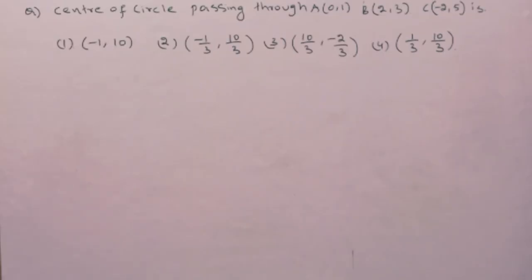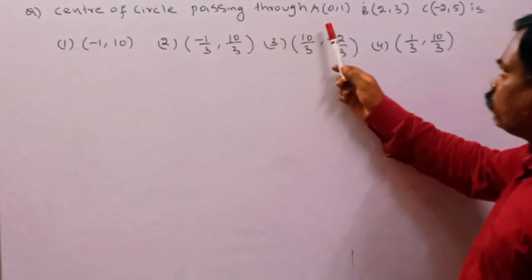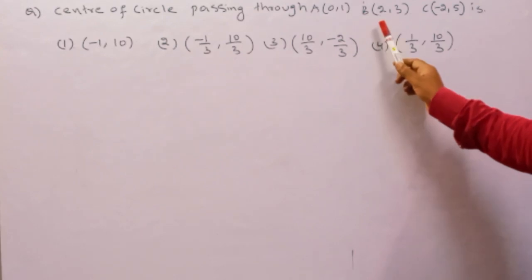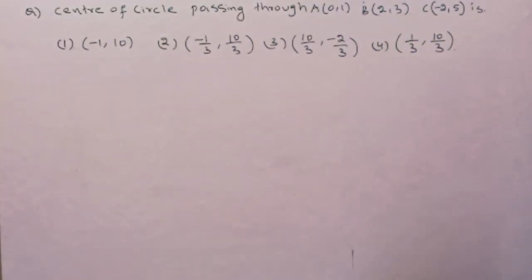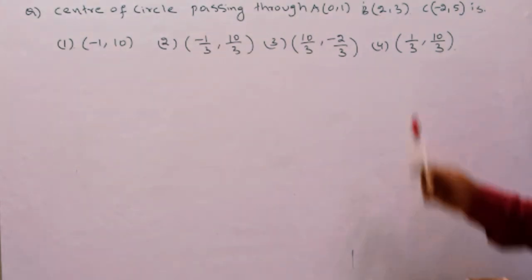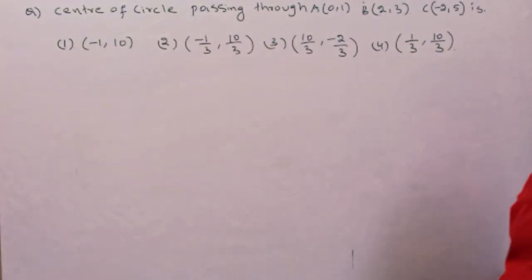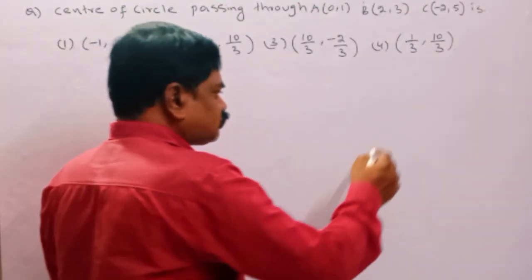Okay, one more problem on circle. Find the center of the circle passing through A(0, 1), B(2, 3), C(-2, 5). So we have to find the center of the circle passing through these 3 points.